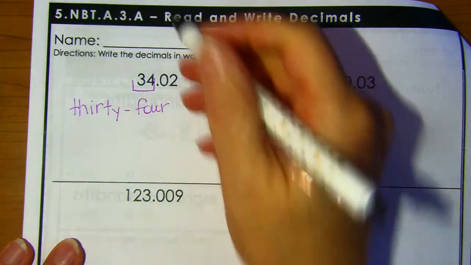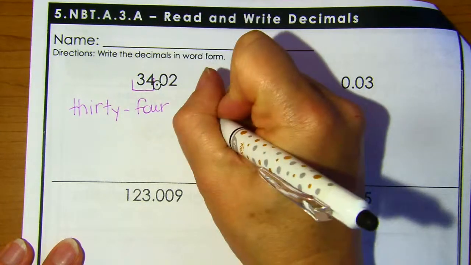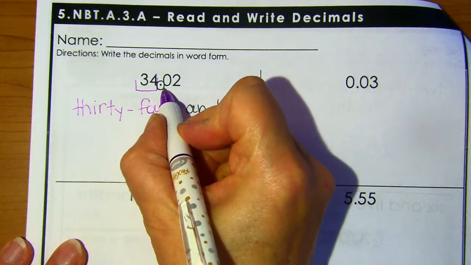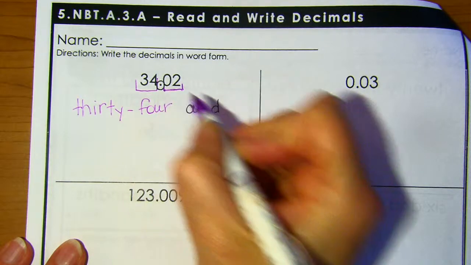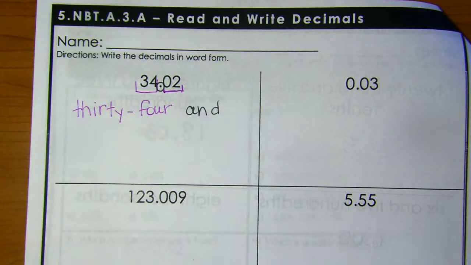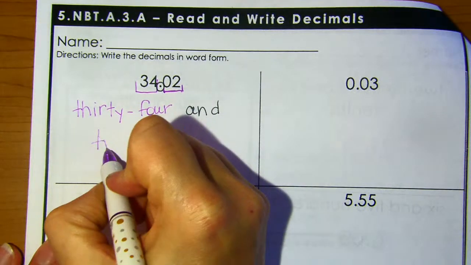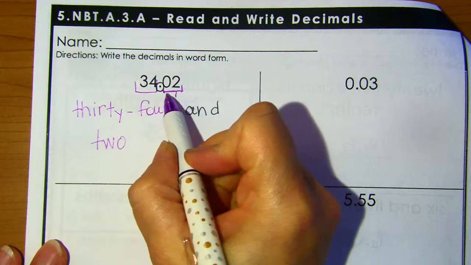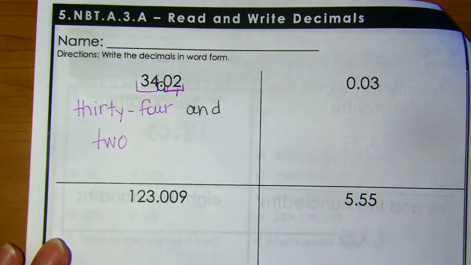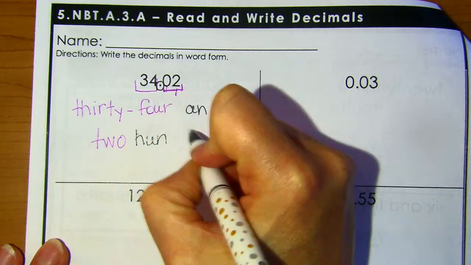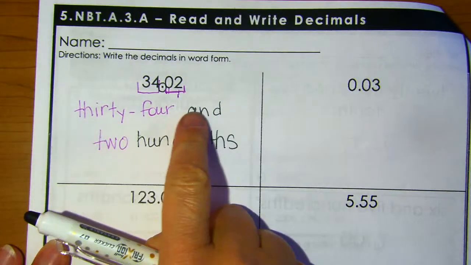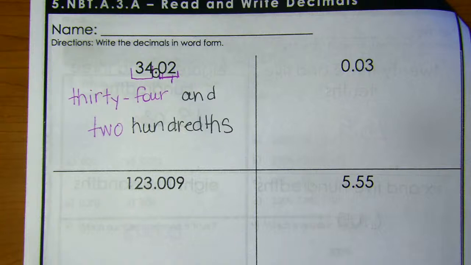And we just talked about the decimal point is always "and". And the last piece of this is the number after the decimal, you just read like you would always read that number. And you would never say 02, you would just say 2. So we'll say 2. And the last thing you do is the place value it ends at. So this is the tenths place, this is the hundredths place. So it's going to be hundredths. So 34 and 2 hundredths.